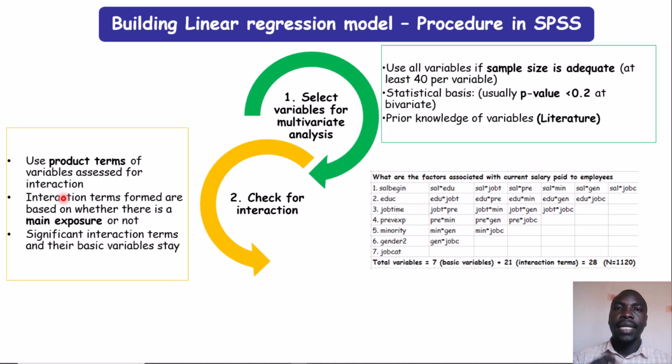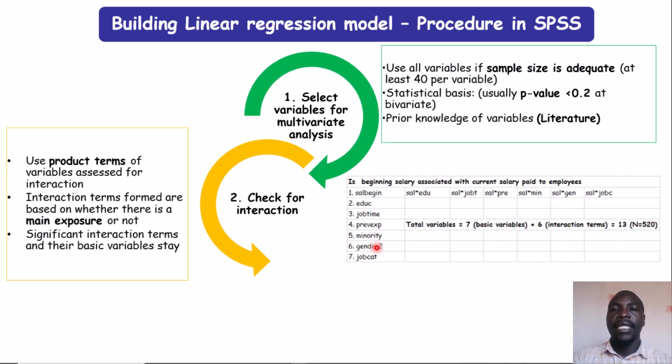Scenario number 2, consider if the question we are asking ourselves is: is beginning salary associated with current salary paid to employees? At first, we had not fixed it. What are the factors associated with employee salary? But now, we've singled out a factor called beginning salary, associated with the current salary paid to employees. Meaning, it is another way of saying this is what we are focusing on. Others will just come in on board to help in the analysis of this main variable.